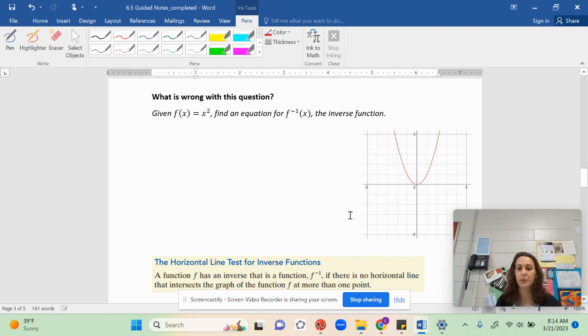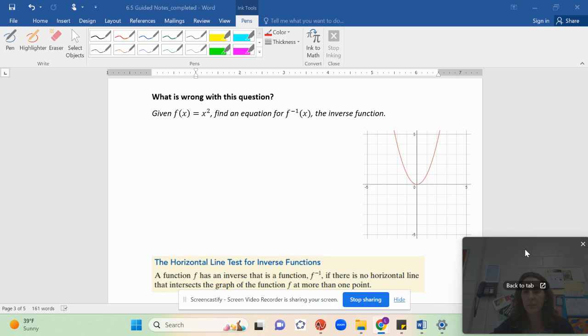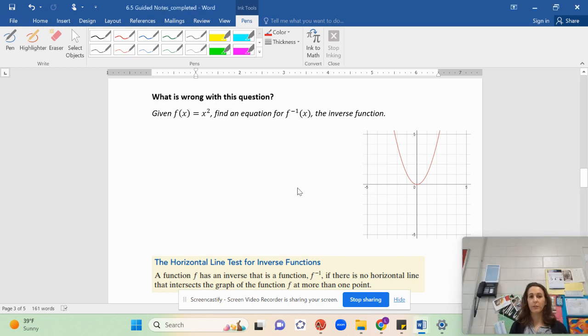Okay, next we want to explore a slightly different idea about inverses and what it means to have an inverse function. So if we look at the graph over here of f of x equals x squared, our parent mother function of a parabola, we can imagine what the inverse function might look like. Find an equation for the inverse function.